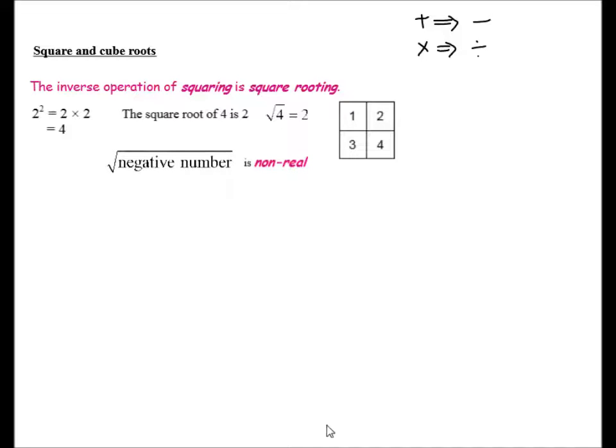Very important that you remember, the square root of a negative number is non-real. Not undefined or error message, non-real. You have to learn that.